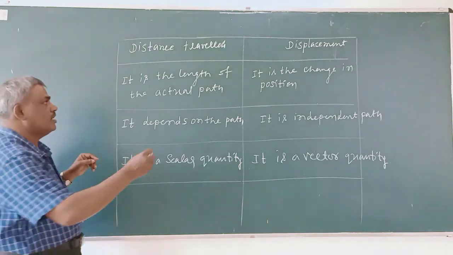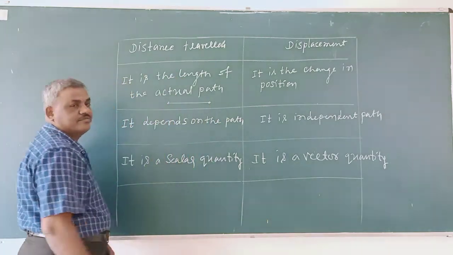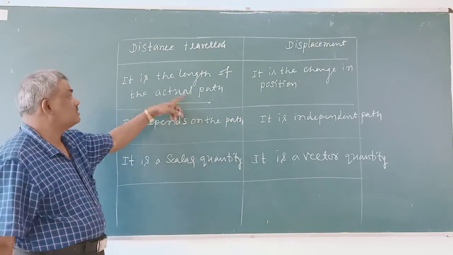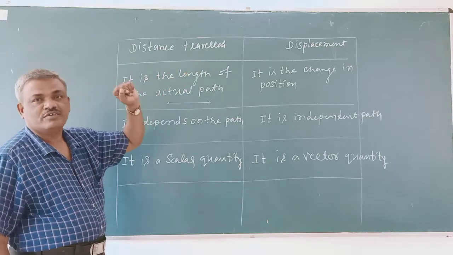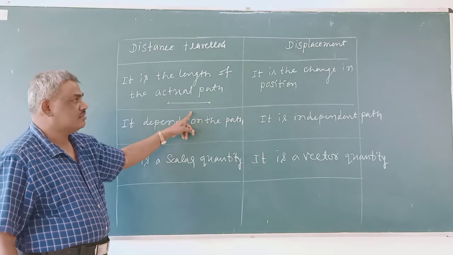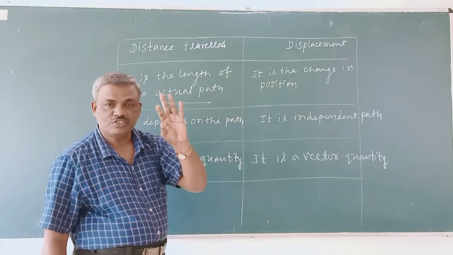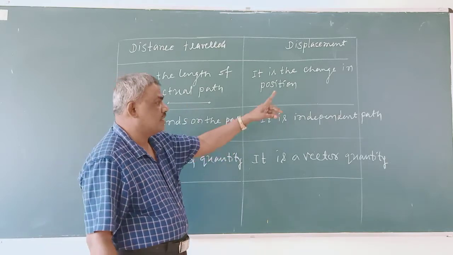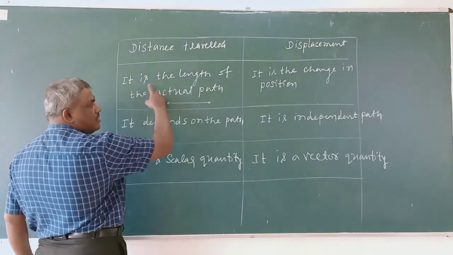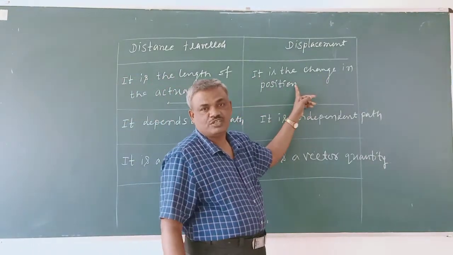Length of the actual path. Here there are two points, A and B. The length of the actual path travelled by the body is called distance travelled. Displacement is the change in position. The body changing its position in a particular direction is called displacement. So the first point: distance is the length of the actual path, displacement is the change in position.